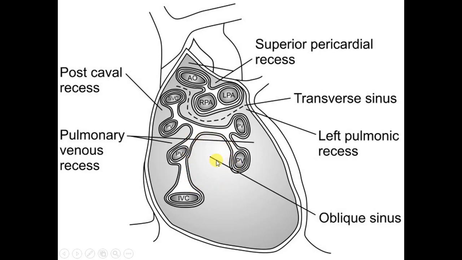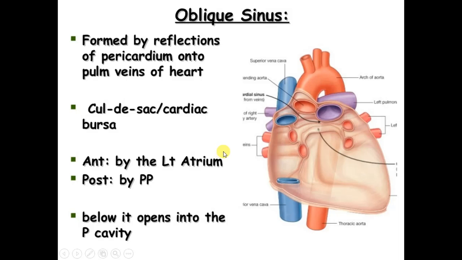So here is the oblique sinus, because it is lying on the base of the heart obliquely between the left atrium and the fibrous pericardium. So the oblique sinus is shown here, formed by the reflection of the pericardium onto the pulmonary veins of the heart, and it's like a bursa. It acts like a bursa.